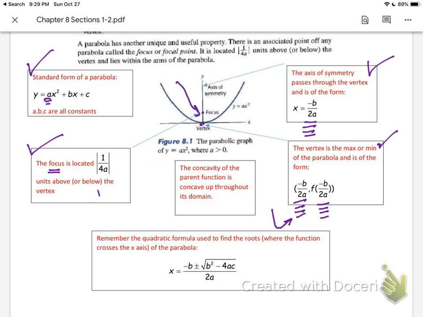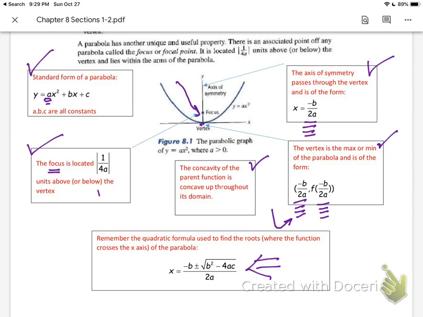So now, the concavity of the parent function is concave up throughout its domain. We talked about that on the first page. And the last box here says, remember the quadratic formula used to find the roots. The roots are where the function of the parabola crosses the x-axis. This is the quadratic formula. The a, b, and c all still relate back to the standard form of the parabola.